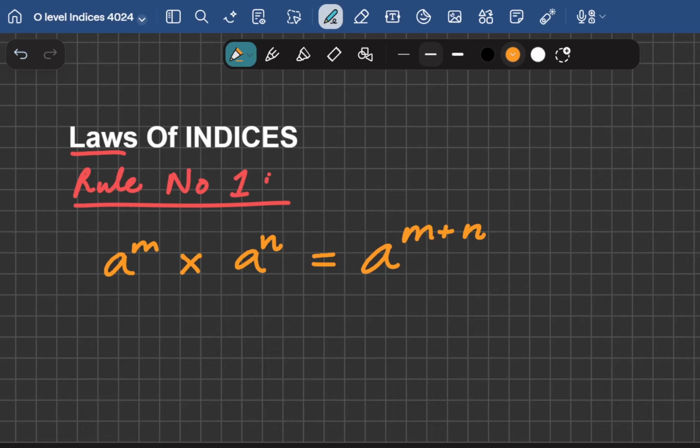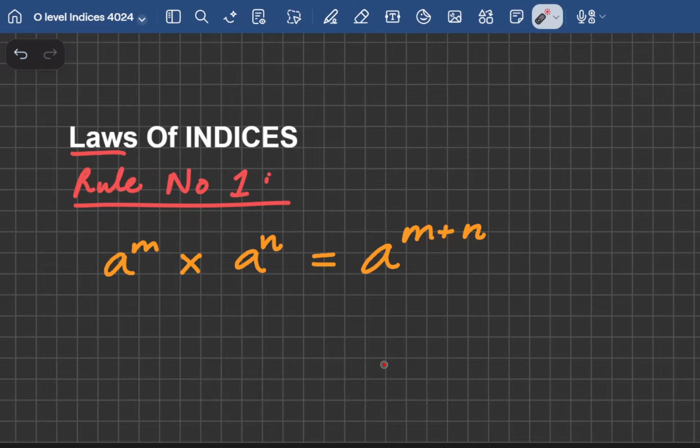Hello everyone. In this lesson we are going to learn one of the most important rules in indices, and it's actually very simple. When we multiply powers with the same base, we add the indices. The rule is a to the power m multiplied by a to the power n is equal to a to the power m plus n.